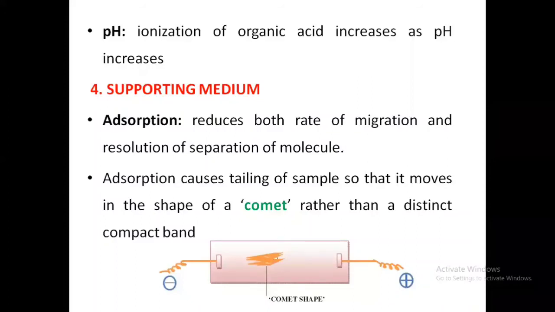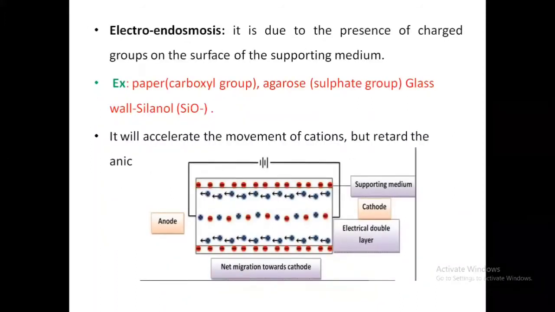So the next parameter, after absorption, is electroendosmosis. Remember, as I told, we are using some supporting media: paper, gel, sometimes glass also. If you are using paper as a supporting media, paper may contain carboxyl groups. If you are using gel, it may be agarose gel or polyacrylamide gel, and they may contain sulfate groups. Sometimes if you are using glass as a supporting media, it may contain silanol groups. So these groups will show the effect. Are you getting my point?